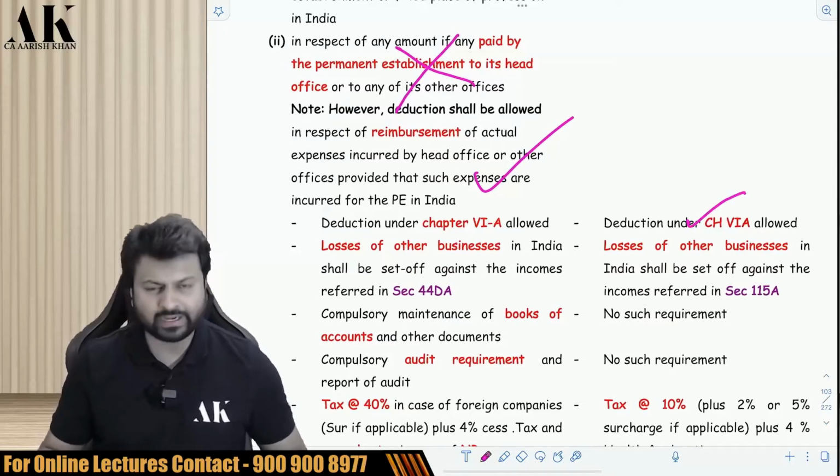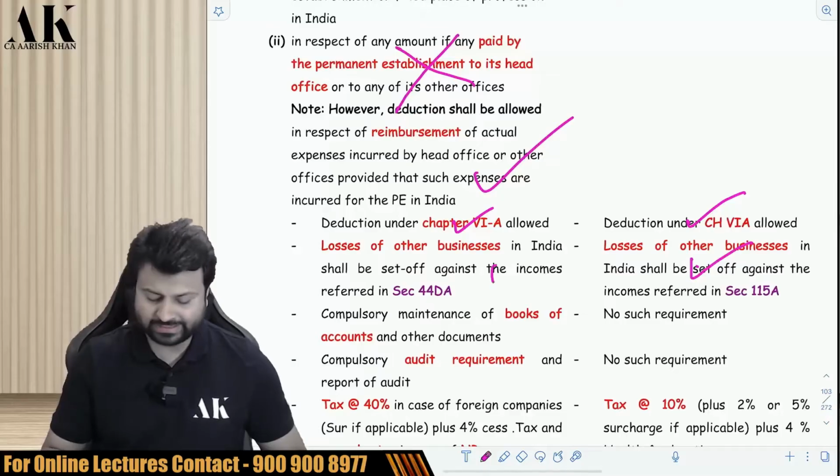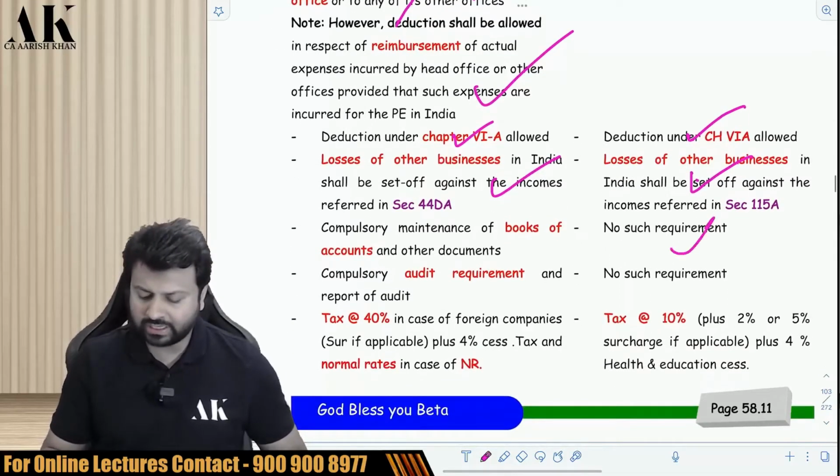Next, whether the deduction of Chapter 6A will be allowed. Yes, in 115A also it is allowed. Here also it is allowed. Losses, whether the losses of other business will be allowed. Yes, yes. Is there any maintenance of books of accounts? Here there is no need to maintain any books of accounts. Here there is a need to maintain books of accounts.